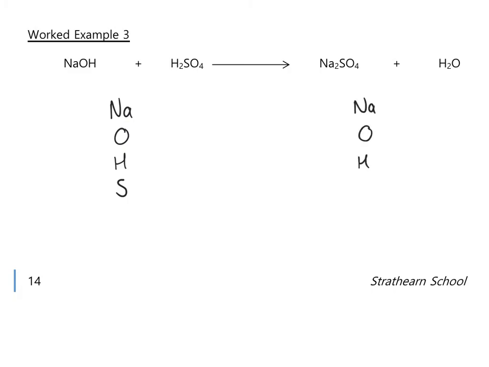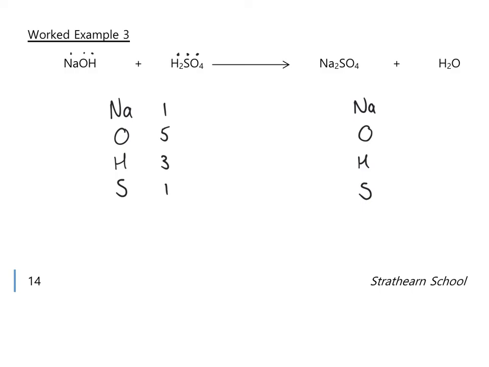Even though the elements might not appear in the same order on the right hand side, that's okay. Just keep your lists the same because it allows us to directly compare how many of each type of atom we have. So counting up carefully now, sodiums, we've just got 1 on the left hand side. Oxygens then, we've got 1 here plus 4 here, which is 5. Hydrogens, we've got 1 here plus 2 here, which is 3. And sulfur, we've got 1.